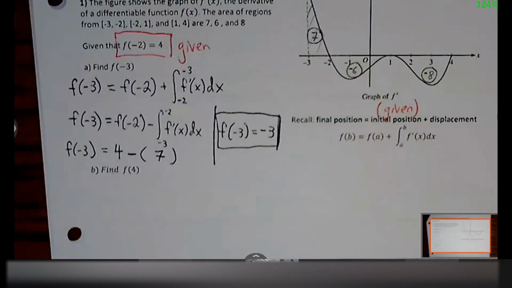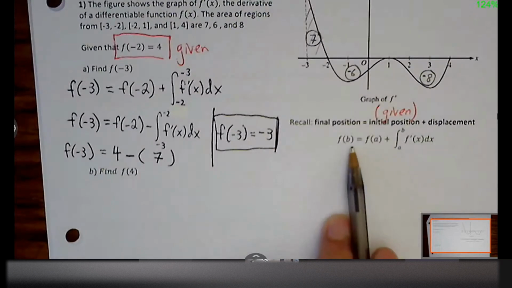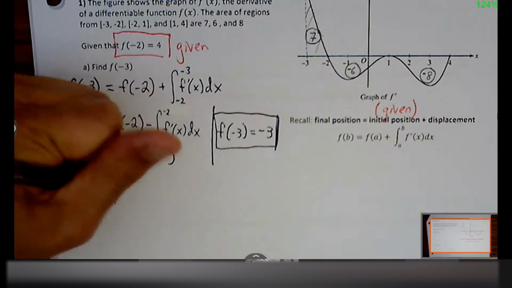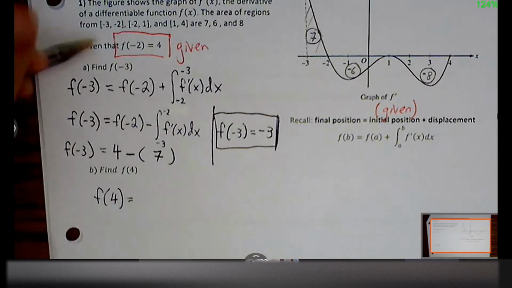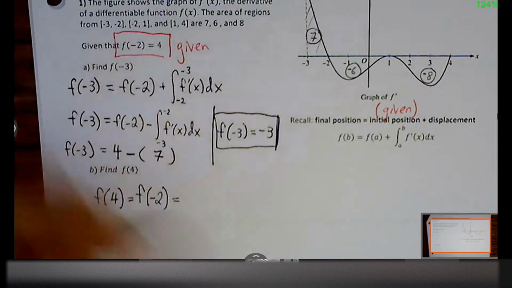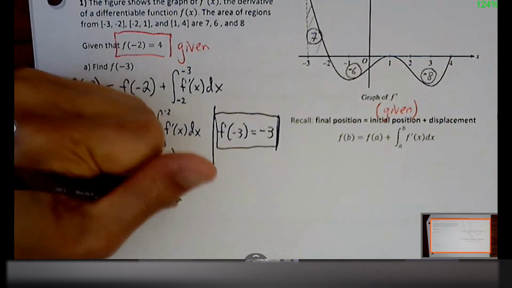All right, questions? Hey, if I want to find f of 4, same formula. My endpoint, my goal is f of 4. That's my b value. Again, I'm going to start at -2 because whatever is given to you is your starting point. Plus.